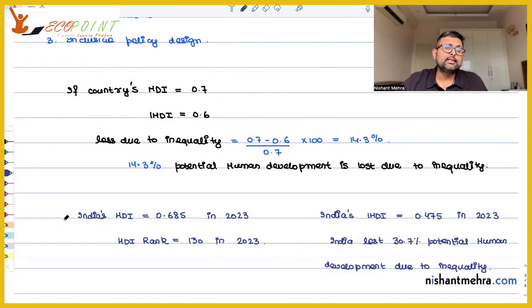India's HDI is 0.685 in 2023. It improved in 2023, and its rank also improved to 130. I think it was 133 in 2022. While India's IHDI was 0.475 in 2023. So it shows that India lost around 30.7% of potential human development due to inequality.